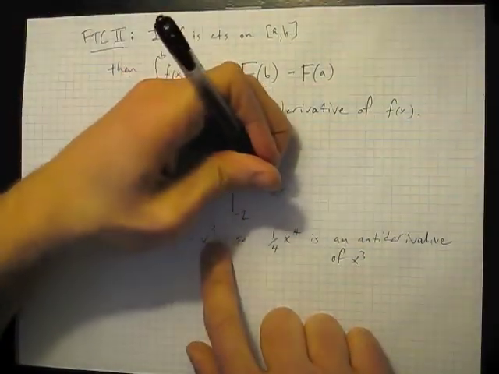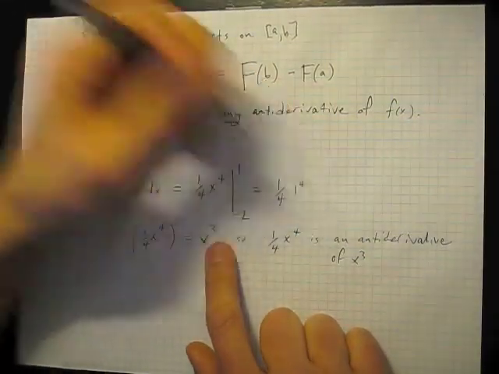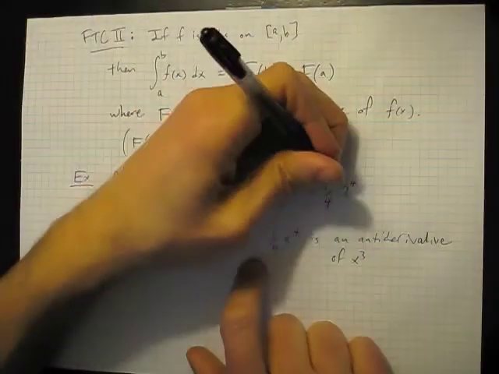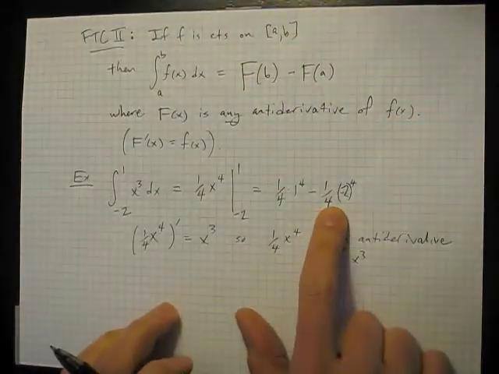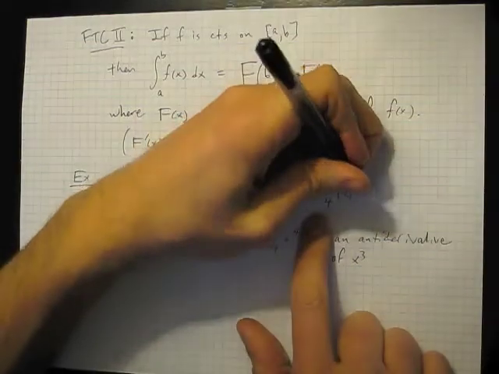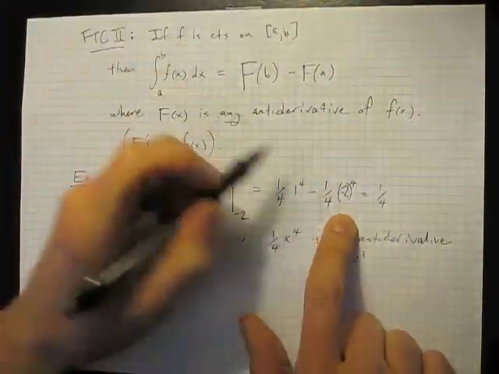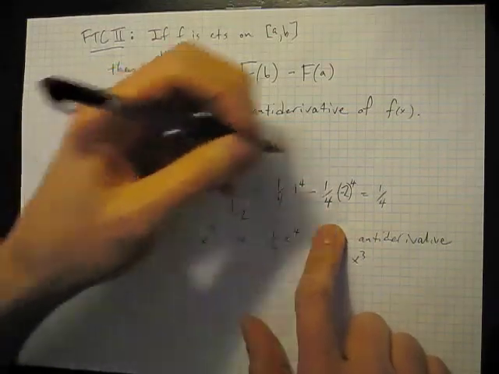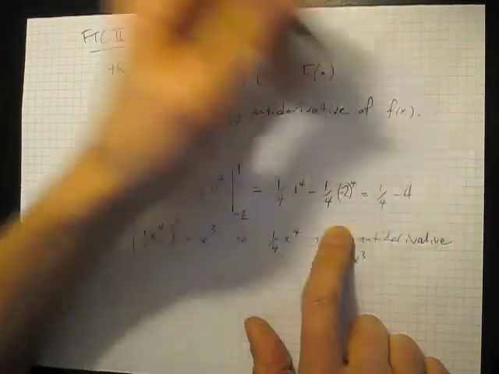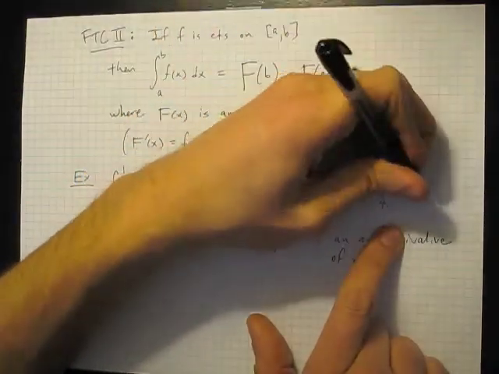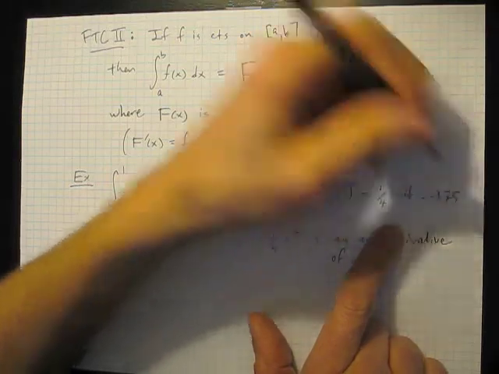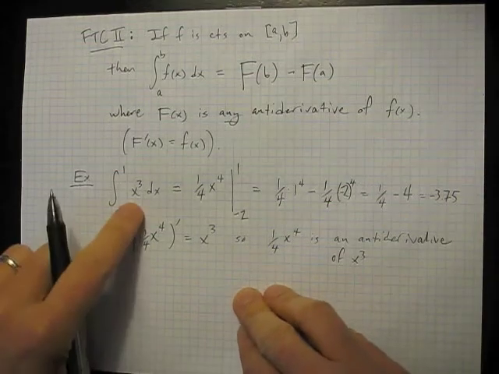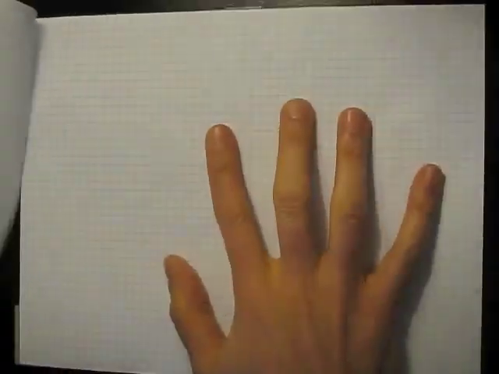So we take 1/4 times 1 to the 4th minus 1/4 times 2 to the 4th. I'm sorry, minus 2 to the 4th. And we perform this calculation. So that is 1/4, and then minus 2 to the 4th is going to be 16. So 16 divided by 4 would be 4. So we're subtracting away 4. Whatever that is, it's minus 3.75. Okay, so that is the answer and an example of how we evaluate an integral of this form using the fundamental theorem of calculus.